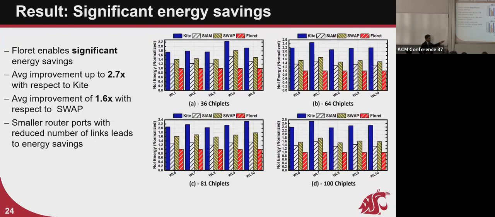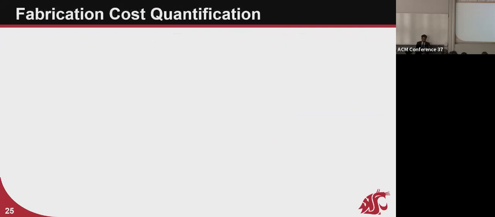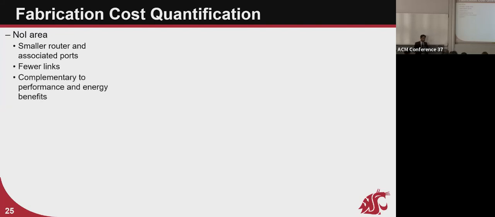And with respect to swap, the last year's paper, about 1.6. Having smaller routers with a reduced number of links actually leads to the energy saving that we are seeing. So for the fabrication cost quantification, we know NOI area is a function of this. We have smaller routers, smaller associated ports, and fewer links, which is complementing the performance and energy.